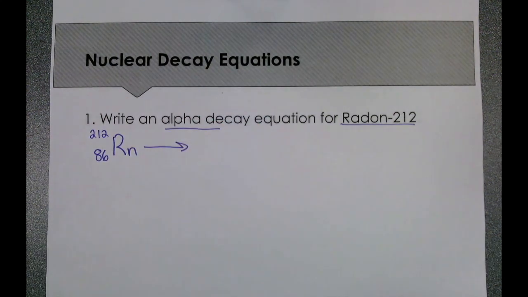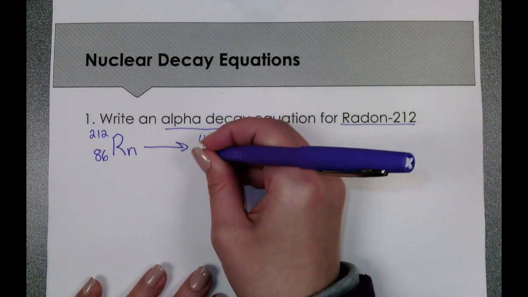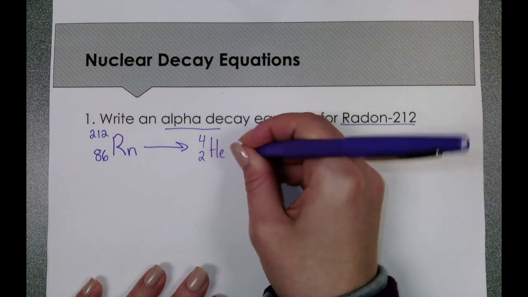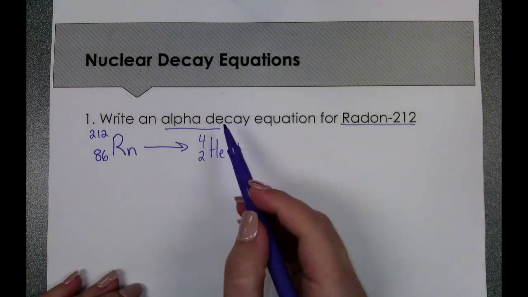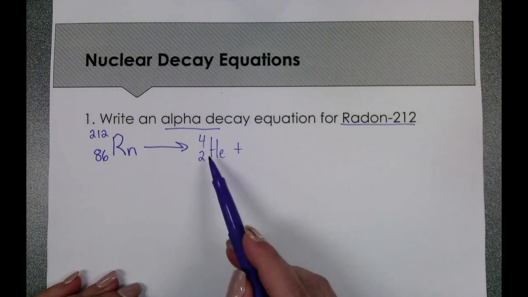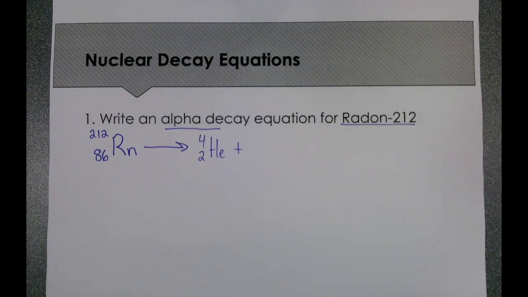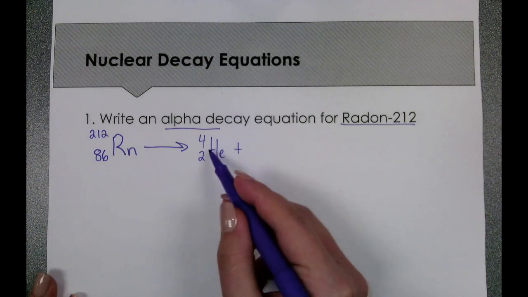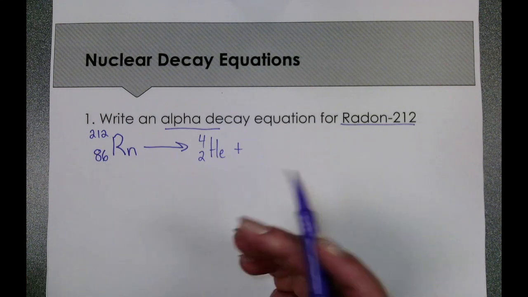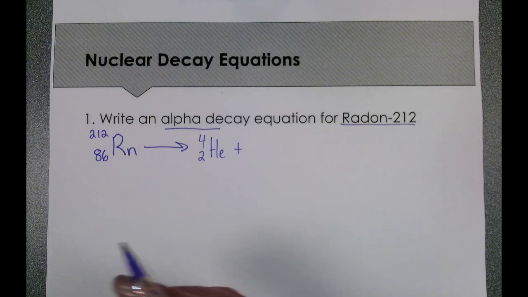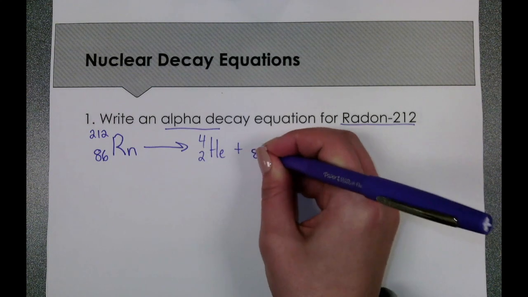This is undergoing alpha decay, so that means one of our products is going to be an alpha particle. And then it's going to form a new element. Now, the thing to remember when you're trying to figure out what new element is being formed is that your total mass number and your total atomic number will be conserved in the reaction. So when I'm looking at this, I'm going to ask myself, what plus 2 will give me 86? That's going to be 84. So I know the atomic number is going to be 84.